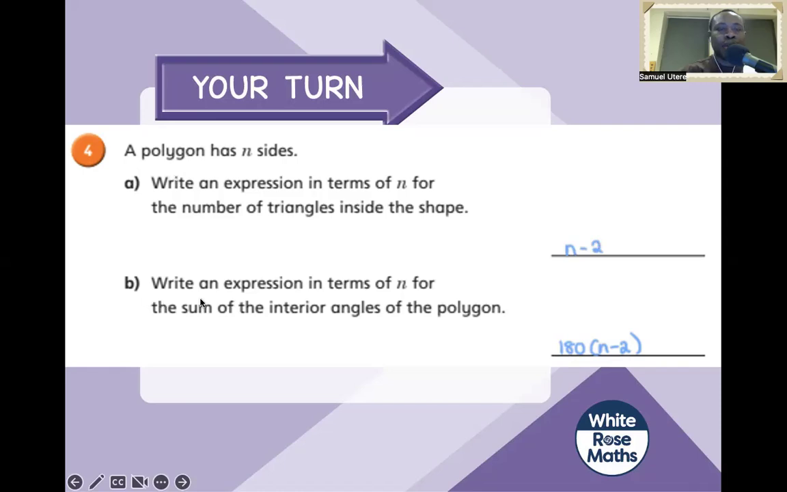And B, write an expression in terms of n for the sum of the interior angles of the polygon. Once you have found the number of triangles you can get from the polygon, the next thing you do is to multiply that number by 180. So if the general expression is n subtract 2, the next stage to find the sum of the interior angles of the polygon is to multiply that by 180.